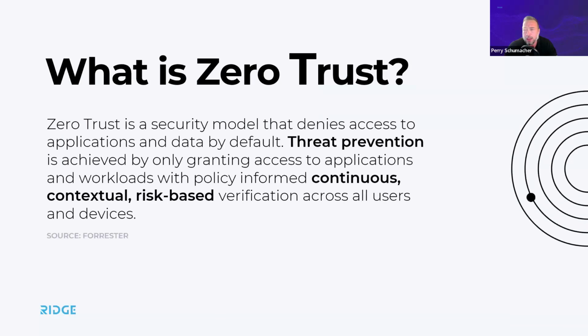The second thing I want to talk about is Zero Trust. That's what this webinar is about, and I'm going to simplify it and walk you through how we can achieve it. At first, I want to touch on what it actually is and how these concepts are in no way new to IT or cybersecurity. According to Forrester, threat prevention is achieved by only granting access to applications and workloads with policy-informed, continuous, contextual, risk-based verification across all users and devices. It's extremely eloquent. I couldn't have written it better myself.